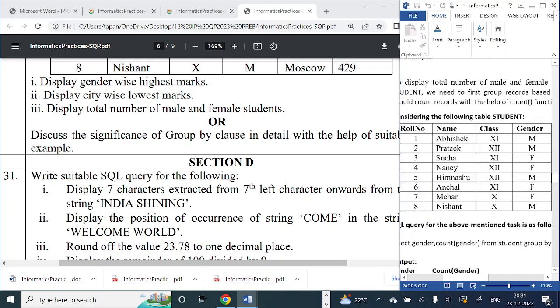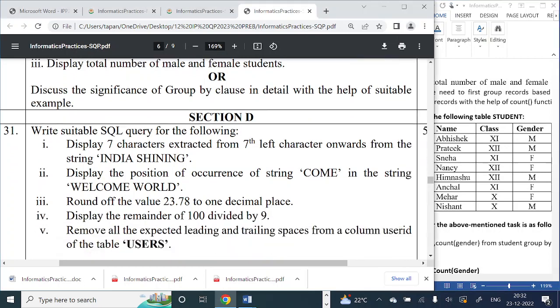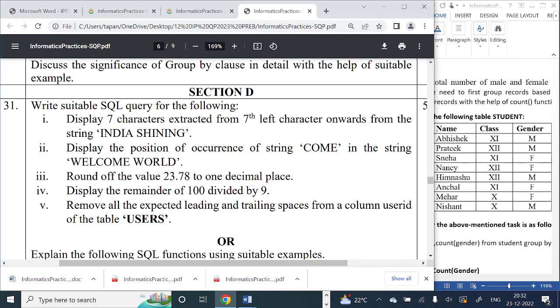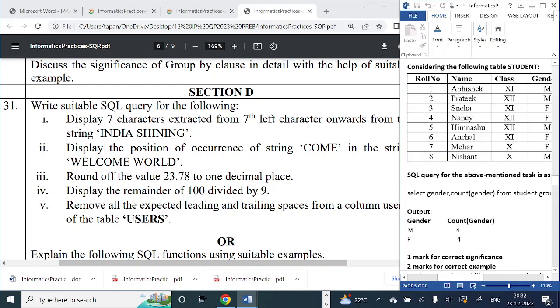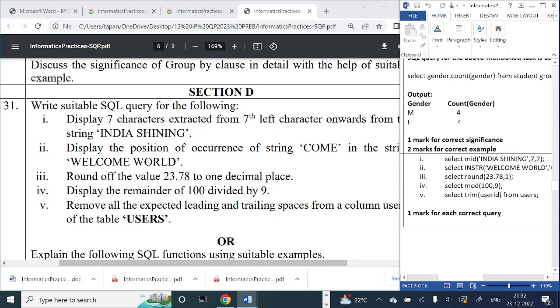So whenever they ask you how many male or how many female are there, first you have to group. We will first group as per the gender, and then we will use the count function to count. Next, they have given here the example using the student table. They have given the example of group by, counting the male and female. So this is over, section C is over.